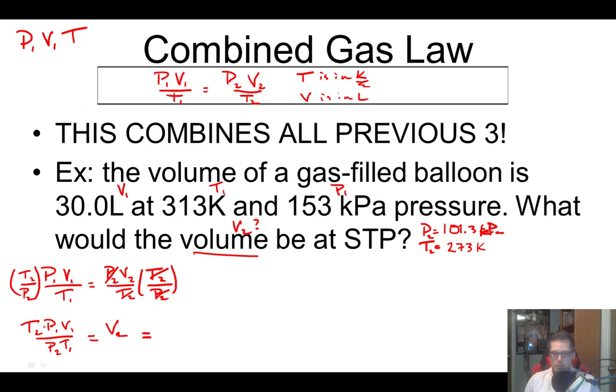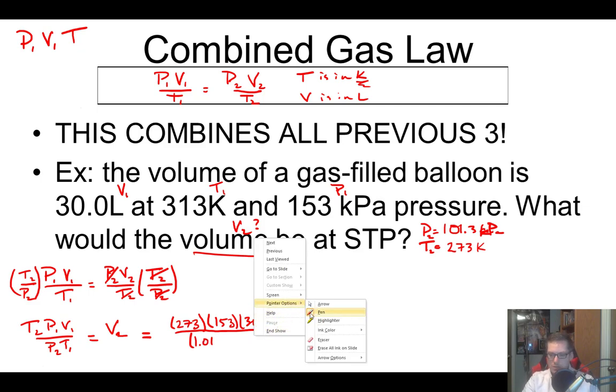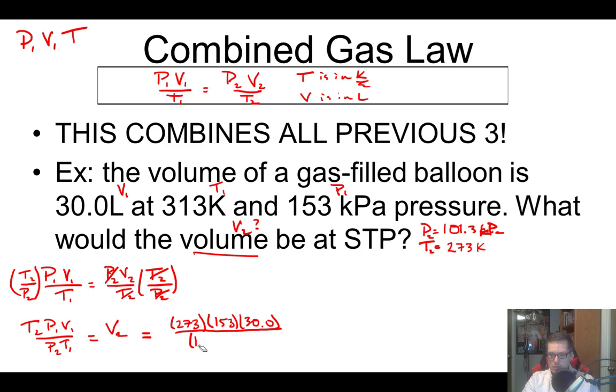So our V2 would be equal to our T2. Well, where's our T2? It's right here, so it would be 273, times our P1, which we already labeled as 153, times our V1, which was right here, so that'd be our 30.0, and that over our P2, which is 101.3. Why did I do a decimal right there? We're just going to have to bust out the eraser. 101.3. There we go. And then our T1 would be our 313.